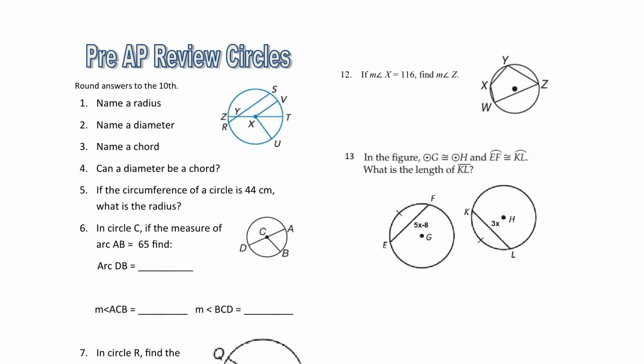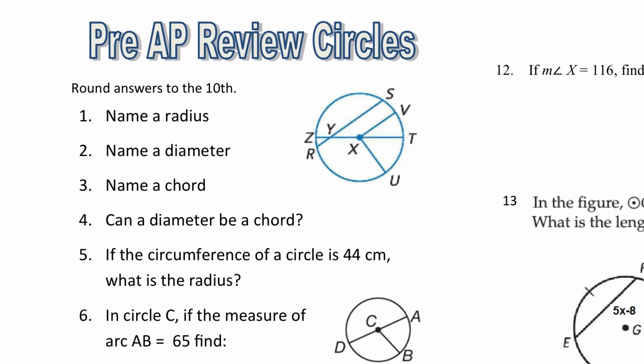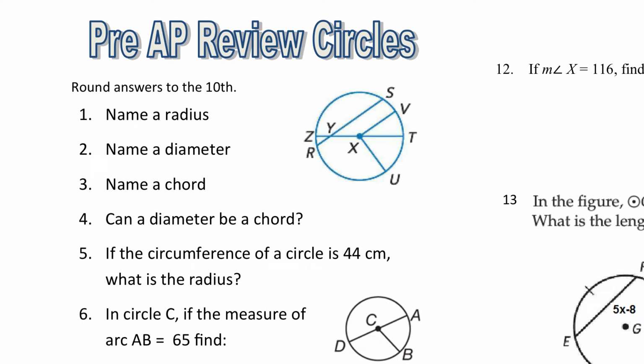So I'm going to go through here fairly quickly. So number one, what's a radius? Okay, XV is one, XU, XT, XZ. Any of those would work. Okay, name a diameter. ZT is the only one that's drawn.